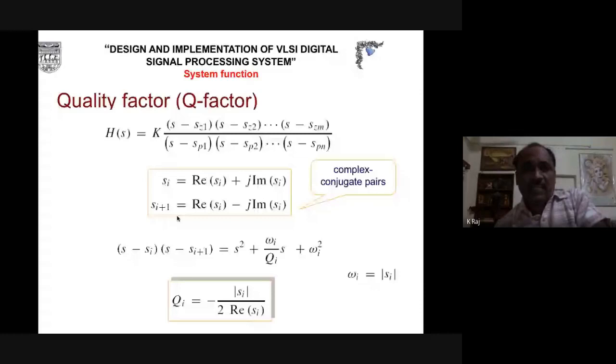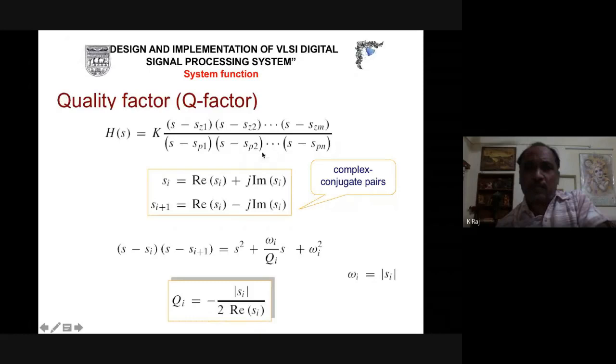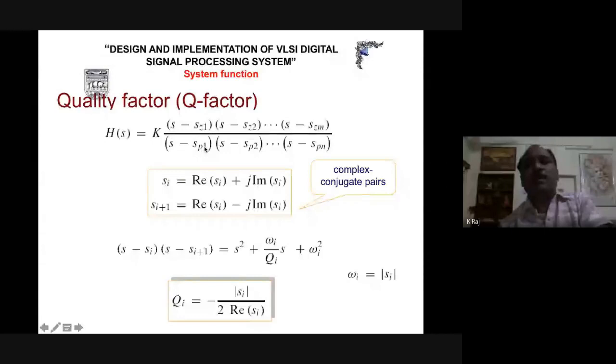First, H(s), that is the transfer function, will be broken into the gain and pole-zero representation. And as we know, these poles as well as the zeros must be complex conjugates. Suppose any root, here sz means the root of the zeros, and sz1 is the first zero, similarly sz2 the second, and if we write sp1, that is the first pole, and sp2 the second pole.